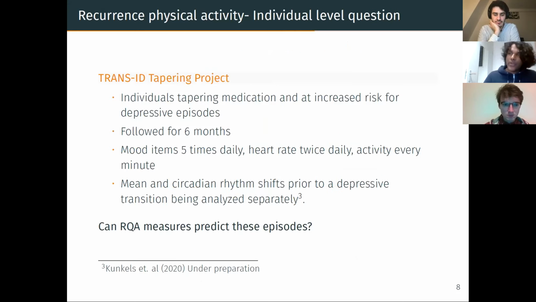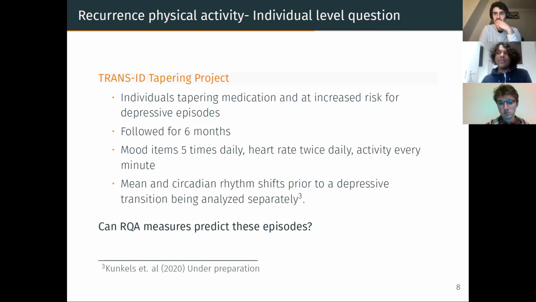To do this, we use data from the transit tapering project. In this project, individuals who are tapering medication, and hence at increased risk for depression, were followed for 6 months. The mood items were measured 5 times daily. The heart rate was measured twice daily. And the physical activity was measured every minute.